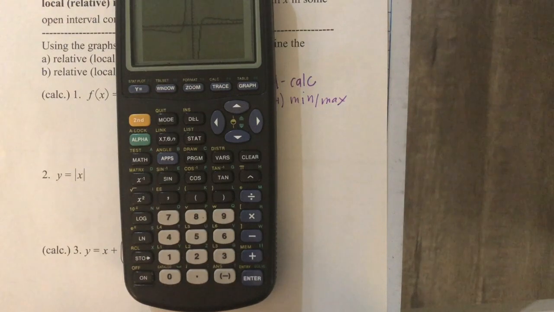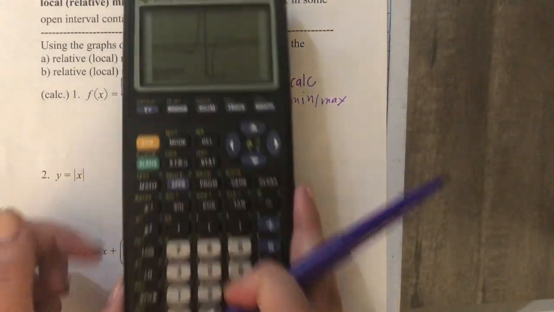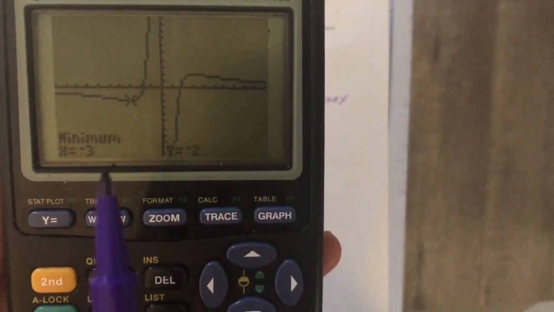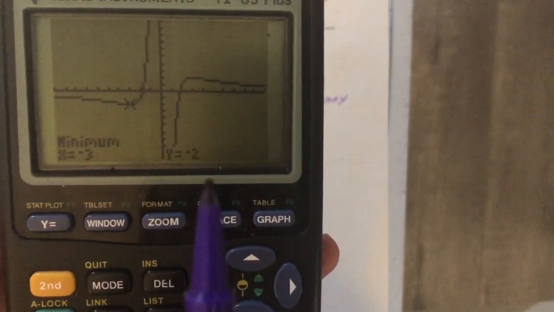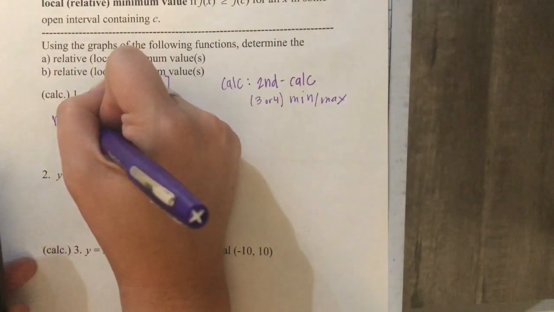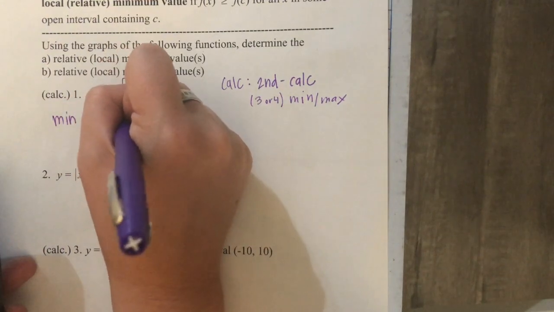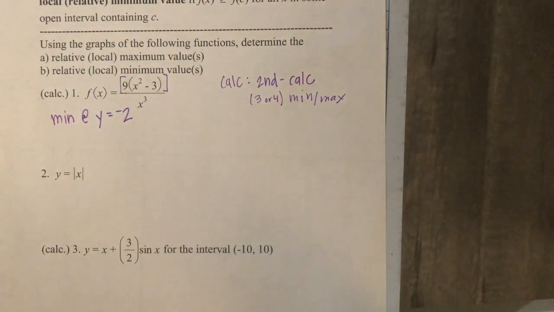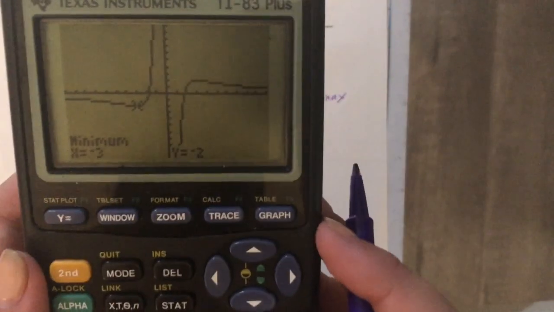And press enter. And it tells me that my minimum, there you go, x equals -3, y equals -2. And again, I want my y value. So I have a minimum at y equals -2. Okay, so my minimum value is -2. Now let's do that same thing with the max.